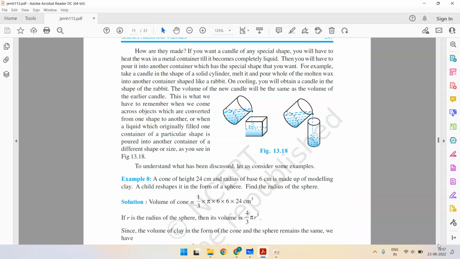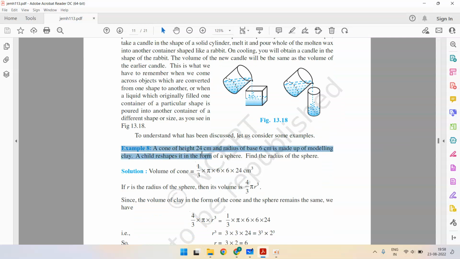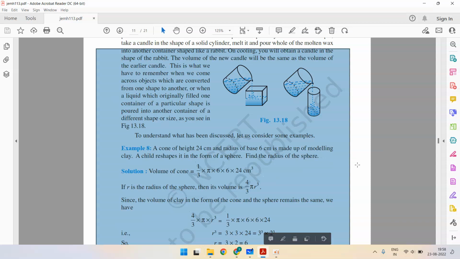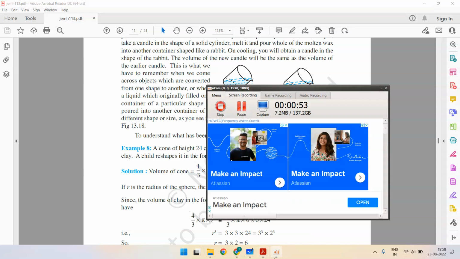Suppose for this question, example 8, a cone of height 24 centimeter and radius 6 centimeter is made up of modeling clay. A child reshapes it in the form of a sphere. Find the radius of the sphere.